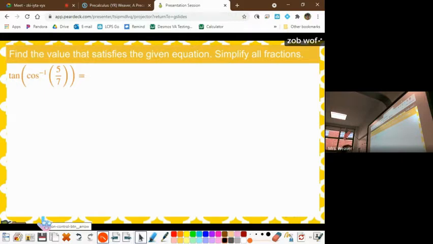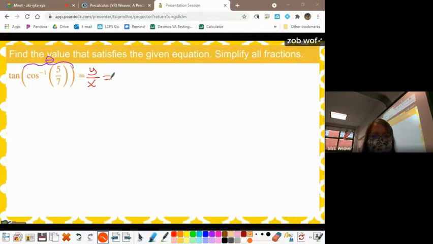Tangent of cosine inverse of 5 over 7 is just looking for the tangent value of the angle whose cosine is 5 over 7. So the angle whose cosine is 5 over 7 is just some angle. And it turns out we don't actually have to find what the angle is to tell us what the tangent is. They want the tangent, they want the y over x value, and we can find it without ever actually finding the angle. So let's give it a try. All right. We're talking about cosine inverse of 5 over 7, the angle whose cosine is 5 over 7.